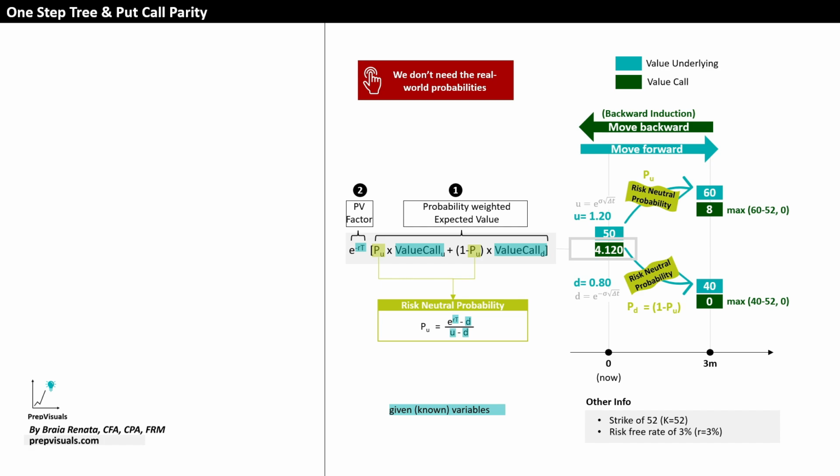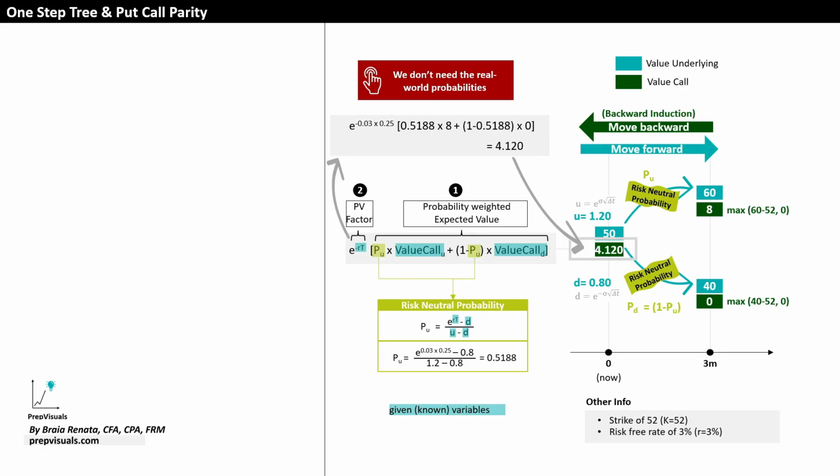So basically, if we plug in the numbers in this formula, we would get the risk-neutral probability of an upward move to be 51.88%. So basically, now that we have the risk-neutral probabilities calculated using the inputs that we were given, we can go ahead and plug in the numbers in our original formula. And if we do this calculation, we would get to this value over here. And this value over here is nothing more but the value of the call option as of right now, which is basically the end result of this calculation.